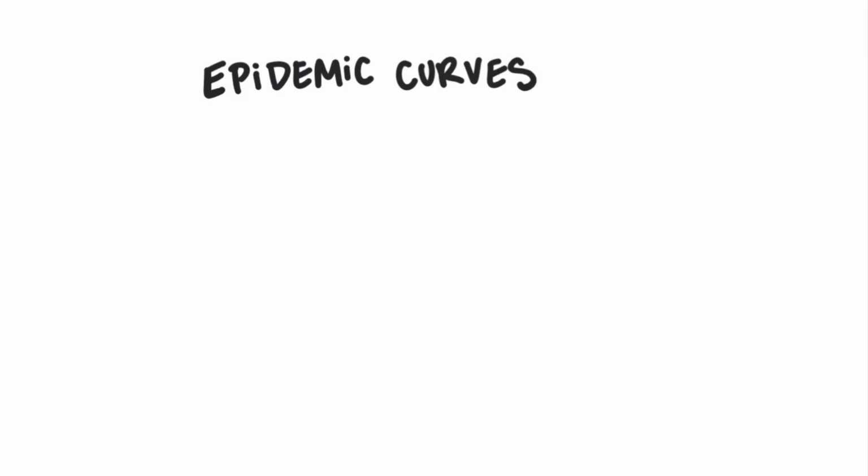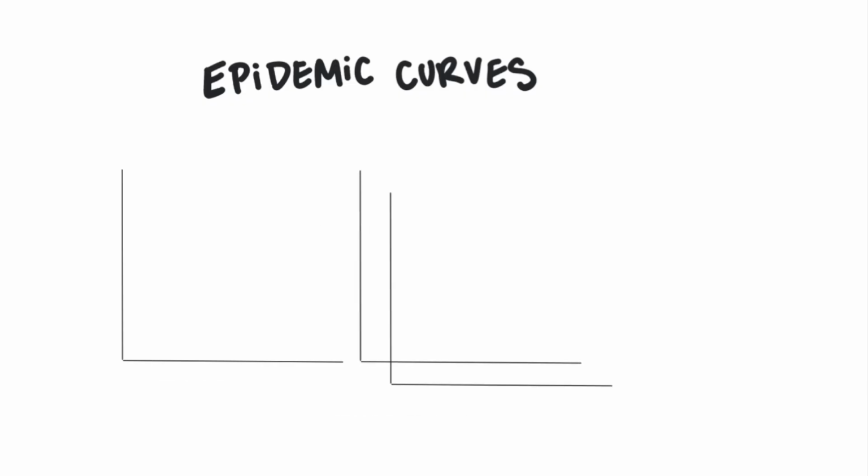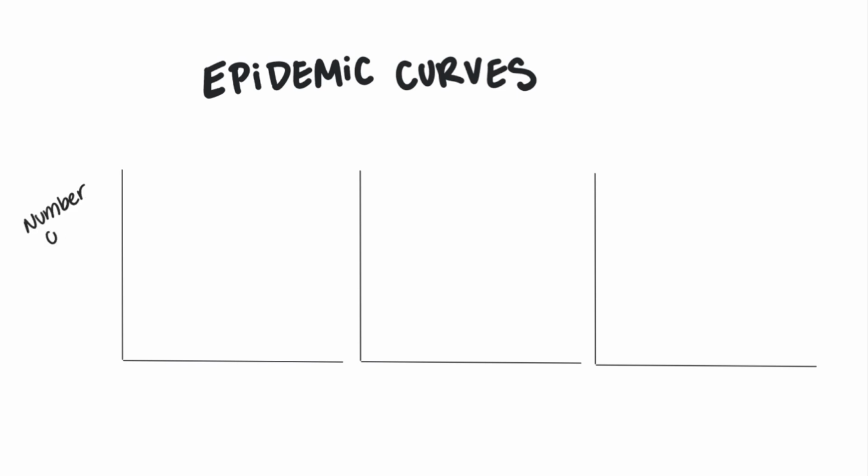Let's say there's an unknown epidemic. We can learn a lot about what's causing an epidemic by looking at occurrence of the disease or illness over time. These are called epidemic curves. So the y-axis is typically number of individuals infected, and the x-axis would be time.